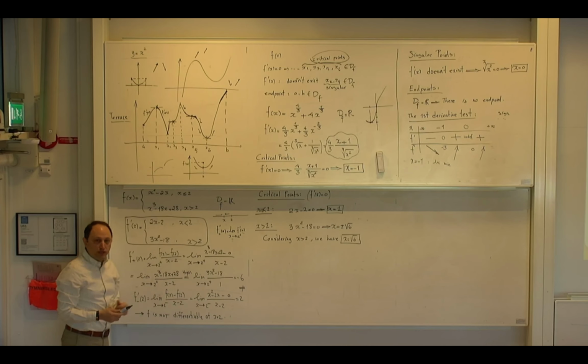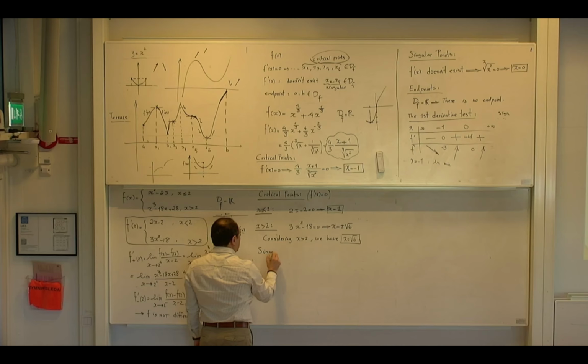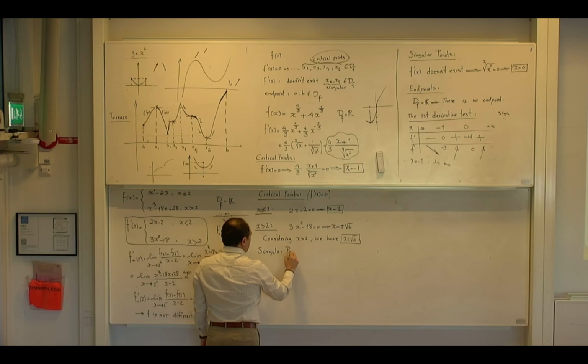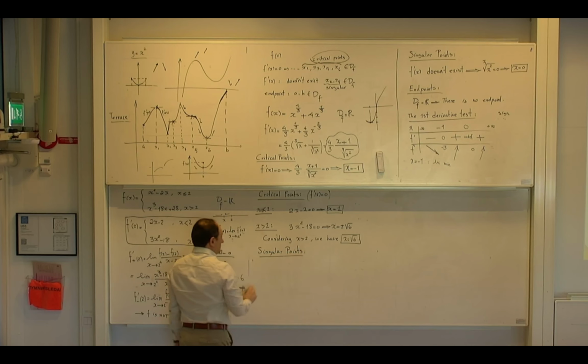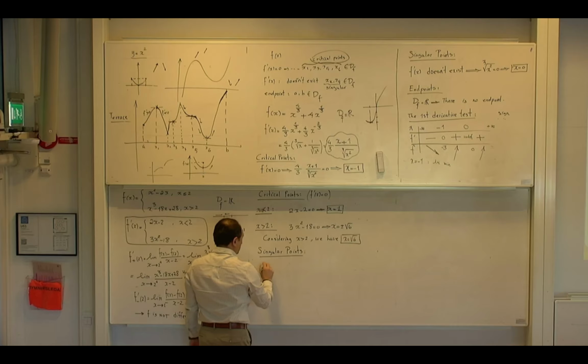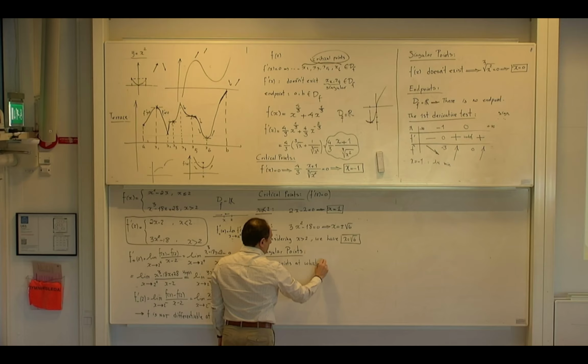So 2 is the only critical point. Okay, sorry, singular point. Singular points are the points at which f prime of x does not exist.